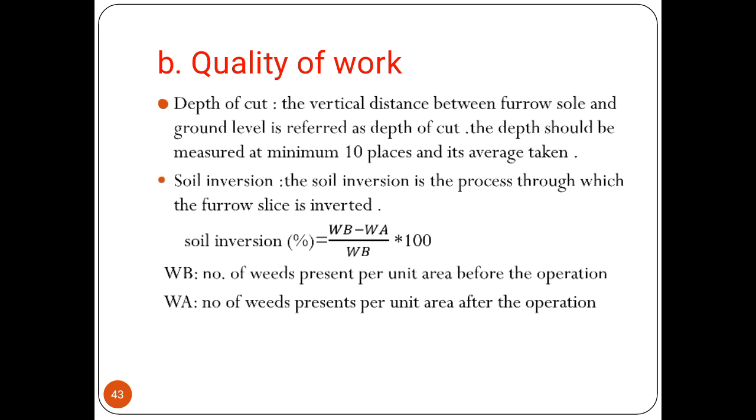Now, soil inversion is the process through which the furrow slice is inverted, and soil inversion is calculated in percent by this formula, where WB is the number of weeds present per unit area before operation, and WA is the number of weeds present per unit area after operation.